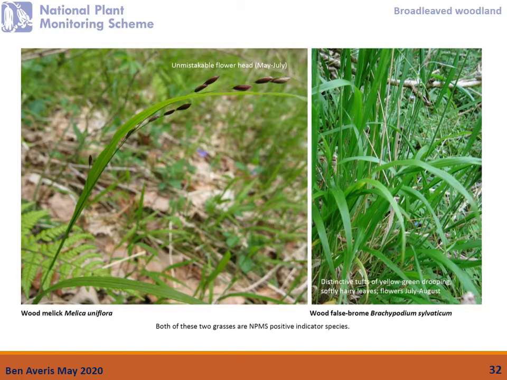Wood melick with those unmistakable, rather big, dark brown spikelets, not that many of them, on these thin branches in the flower head. And wood false brome, which is a bigger, taller plant than the wood melick and more tufted, has quite a different flower head. It's not shown in this photo, but if you imagine the flower head of something like barley, where someone's come along with scissors and cut off all those long projecting hair-like awns, those long bristly things, and cut them all quite short.